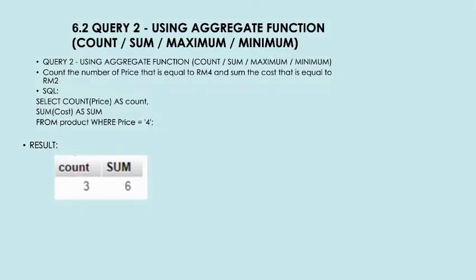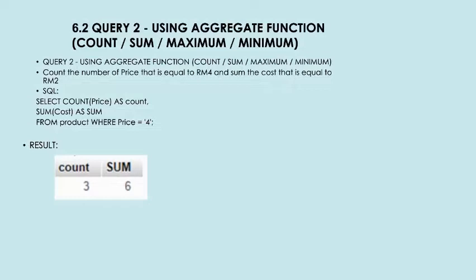For query 2, we are using aggregate functions, which can count, sum, find maximum, and minimum. So here for query 2, we want to count the number of prices that are equal to 4 and sum the cost that is equal to 2. So how to write this SQL? We must write select count, price as count, sum, cost as sum from product where price equal to 4.